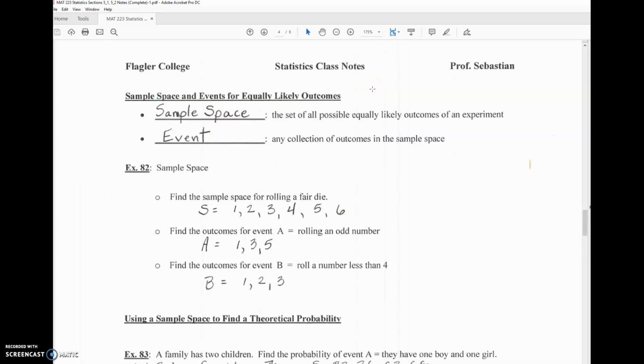Okay, welcome back to our statistics class notes. We're on page 63 in section 5.2 where we're talking about probability.